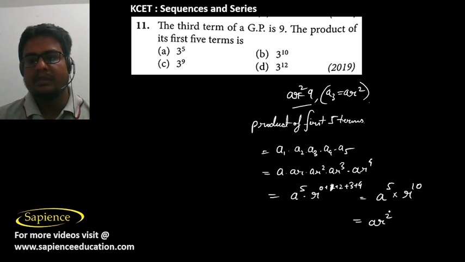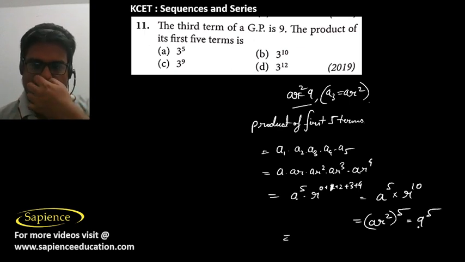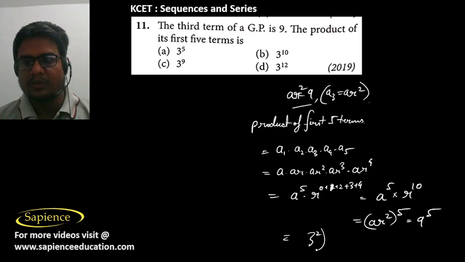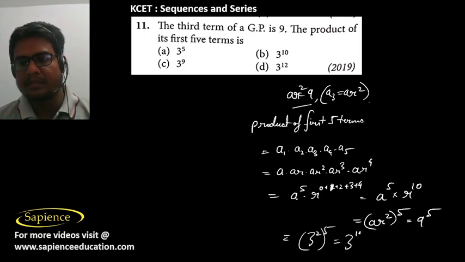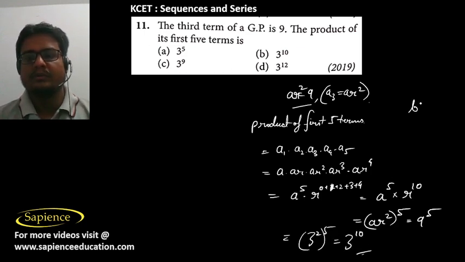So this is ar square whole power 5, I can say. So ar square is 9, so this is 9 power 5. And 9 is equal to 3 square, so this is 3 square whole power 5, so this is 3 power 10. So option B is the correct answer.